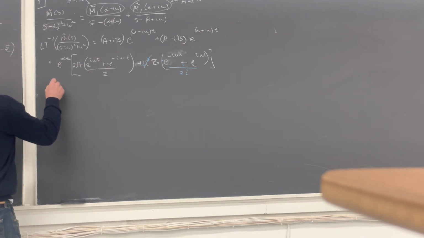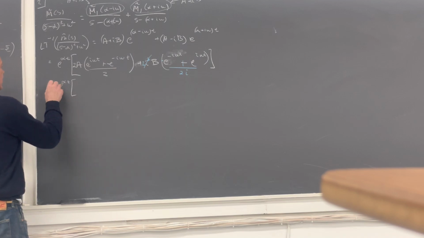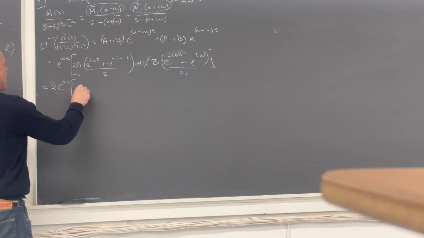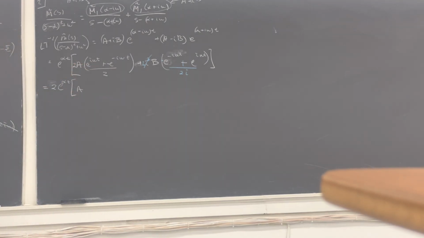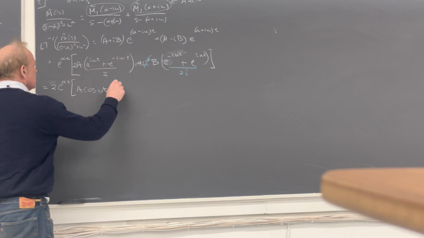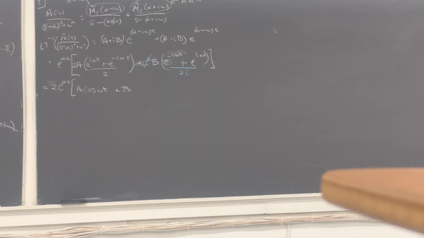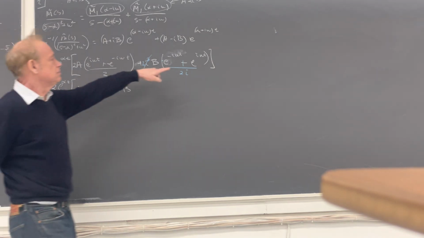This is equal to e to the alpha t times, I'm going to factor out 2, a times, well, this is nothing more than cosine omega t. And this, I factored out 2, is nothing more than the sine of omega t.